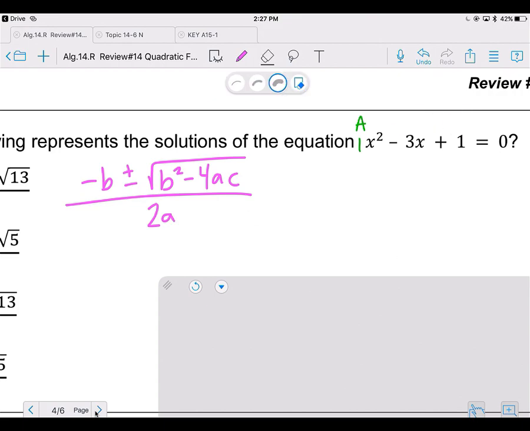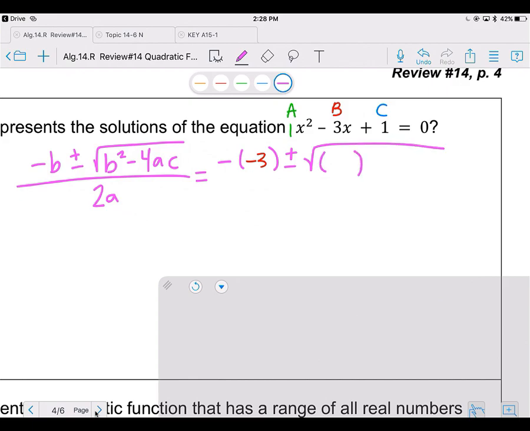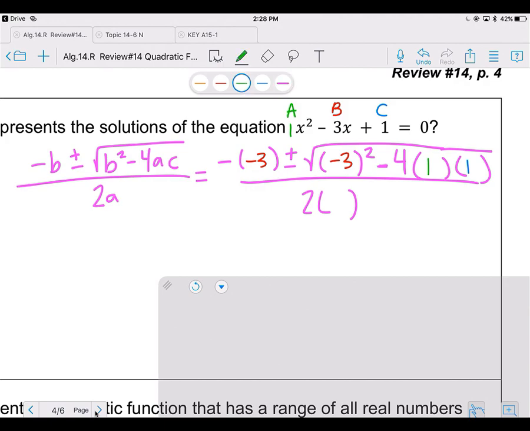And I'm going to do just a little bit of color coding for B and C. So anything in pink is what goes into your formula. So negative B is -3. Remember, anytime you plug in an A, a B, or a C, it helps to use parentheses so that you can get it right. B is -3, and we square it. Minus 4 times A, which is 1, times C, which is 1, all over 2 times A, which is 1.